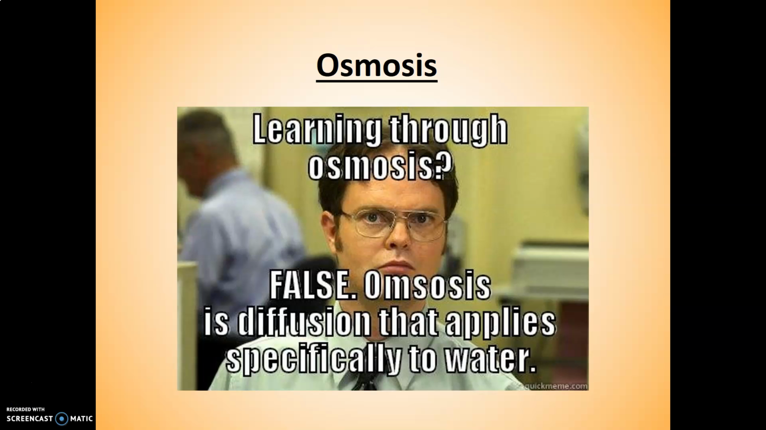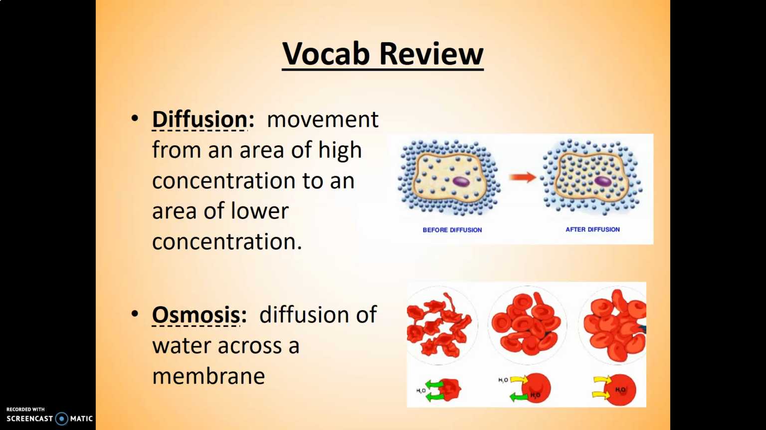We're going to look specifically at osmosis today. So just to review the differences between diffusion and osmosis. Diffusion is movement from an area of high concentration to an area of lower concentration. So this right here is before the diffusion and then after the diffusion. So you have a lot of concentration outside the cell, and these particles diffuse to inside the cell until things are evened out. Osmosis is diffusion of water across a membrane.